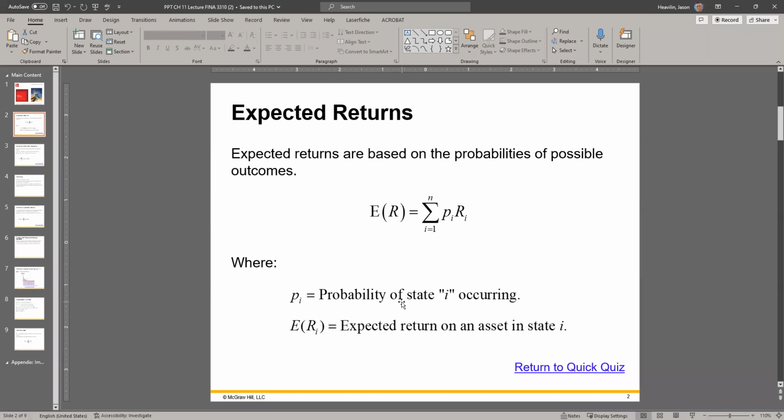For example, if there's a 40% chance the economy is going to do as expected, then there could be a 20% chance of the economy doing better than expected. And then let's say there's another 20% chance of a recession and another 20% chance of a deep recession. So those will add up to 100% or 1, as probabilities do.